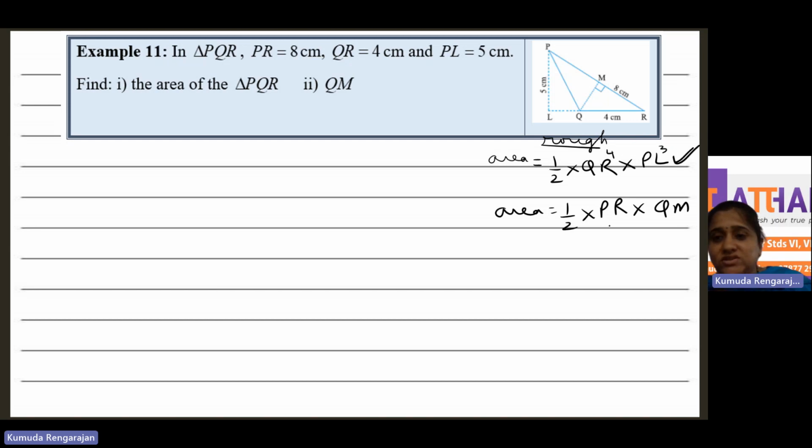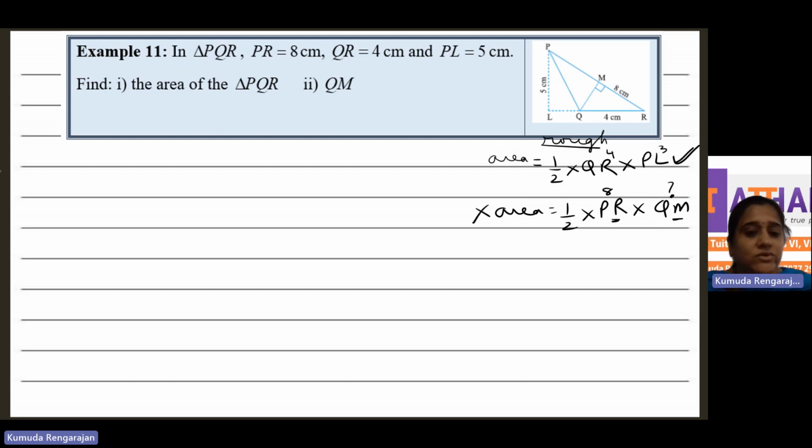But if you use this one, how much is PR? 8. How much is QM? We don't know. Then we cannot use this, because you know the base, but you don't know the height. So you cannot use this one.